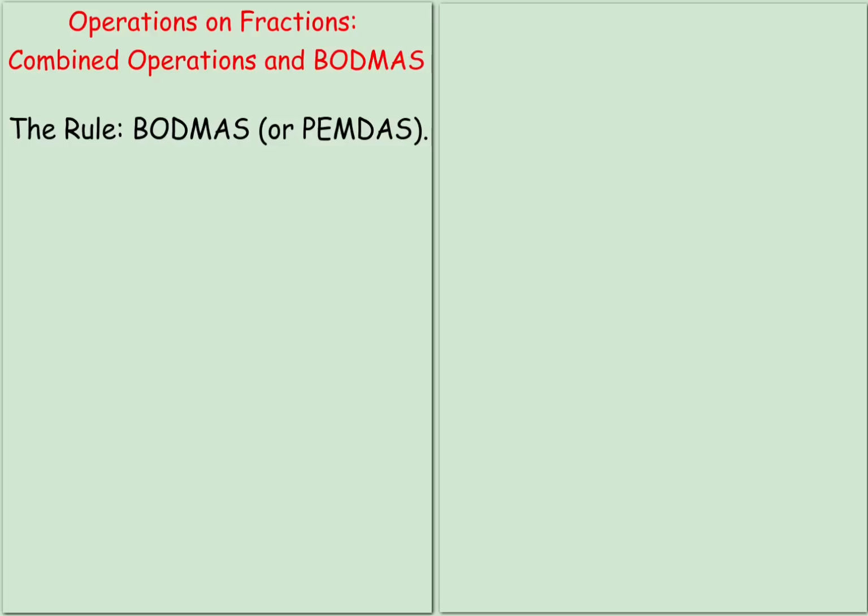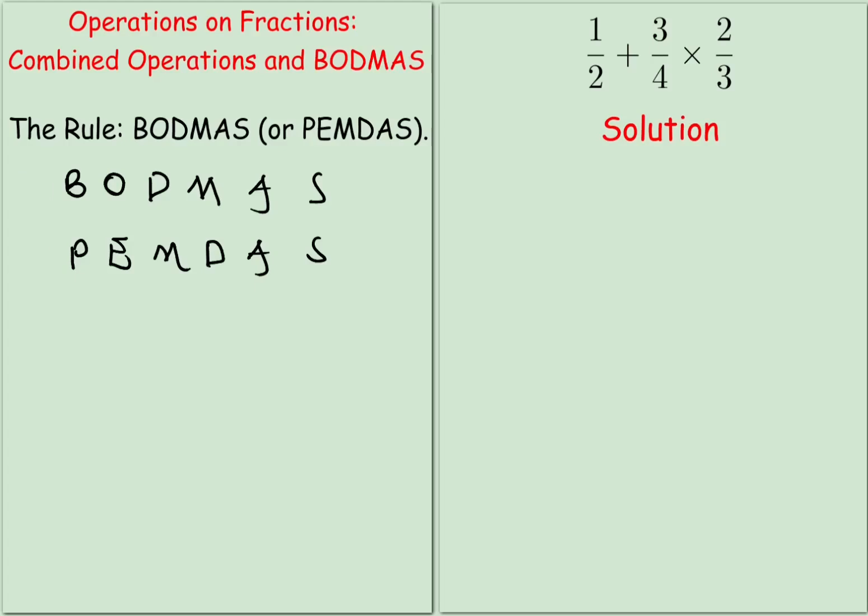Whether BODMAS, spelled B, O, D, M, A, S, or PEMDAS, which is P, E, then you have your M, D, A, S, they are all the same. So for this very first question, we have 1 over 2 plus 3 over 4, then times 2 over 3. How do we work this out?